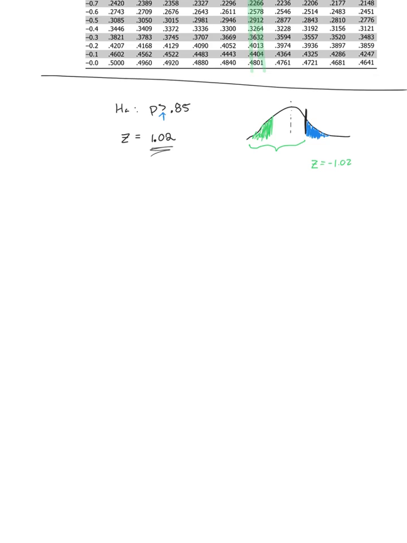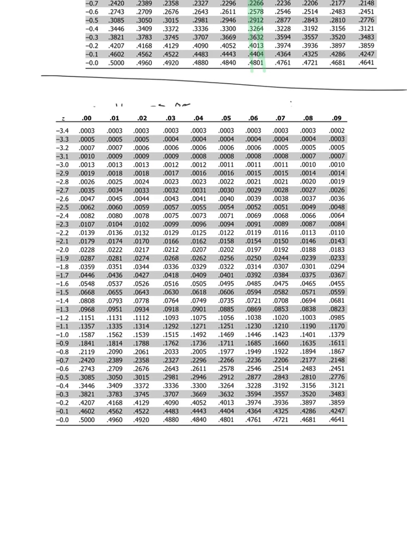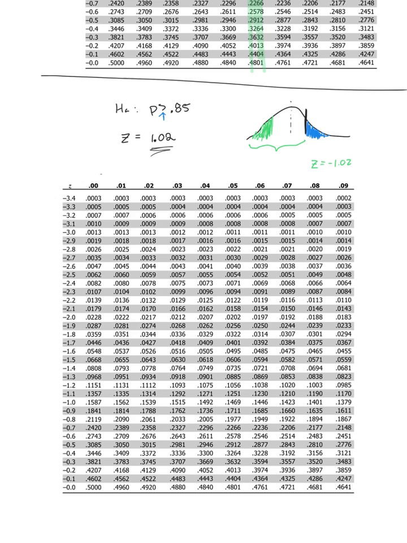Let's go ahead and insert in our table here, and look at this again. Now looking at negative 1.02, I'm going to again trace it over, negative 1.0. I'll go ahead and trace 0.02 down. And where they overlap, that right there, will be my p-value. So our p-value in this case is 0.1539.